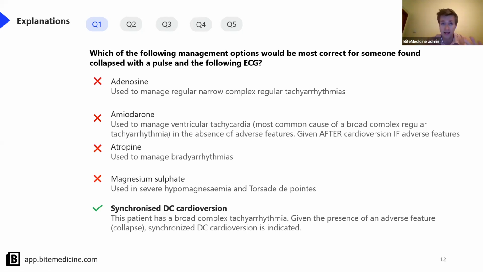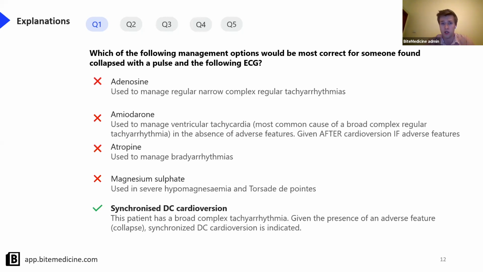But because they had been found collapsed, that immediately indicates synchronized DC cardioversion, okay? None of the other options would be correct. So adenosine, that we'll approach later, is used to manage regular narrow complex tachyarrhythmias. Amiodarone is used for broad complex tachycardias that are regular, but usually when there are absent adverse features. But in this case, you would go for the DC cardioversion first.